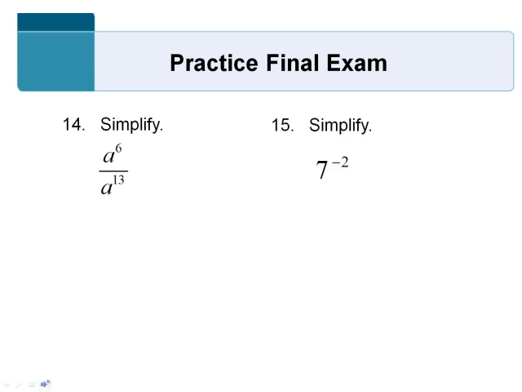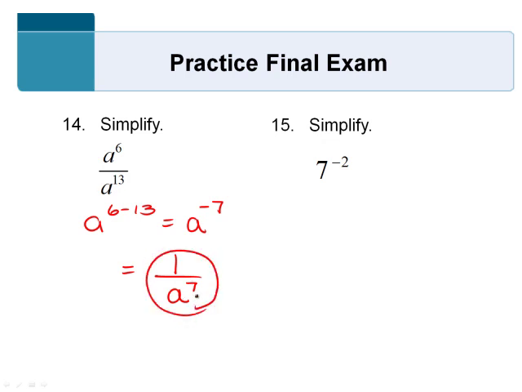Okay, number 14. This is a division problem. So the rule is subtract the exponents. So 6 minus 13 is going to give you a to the negative 7. Well, if it's a negative exponent, it has to go to the bottom to become positive. So when you put it on the bottom, that a to the 7th, the 7 becomes positive.